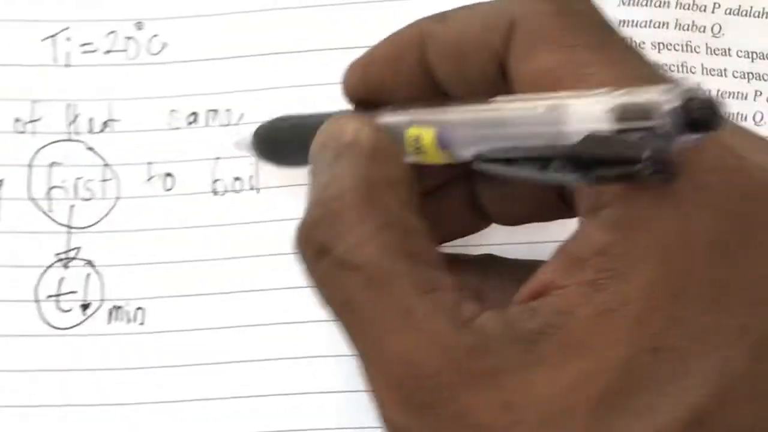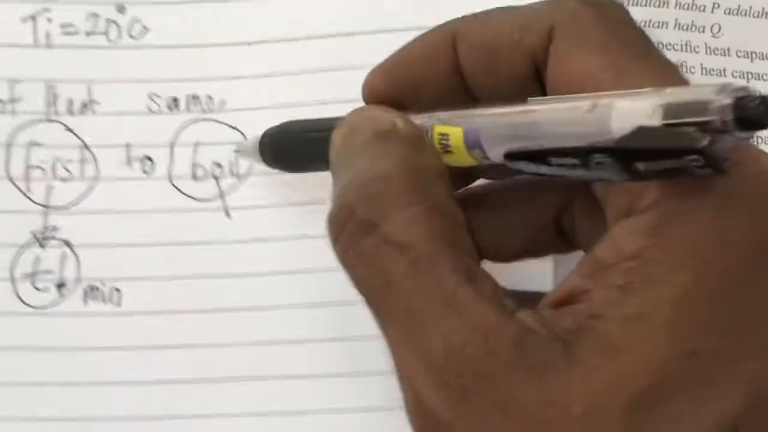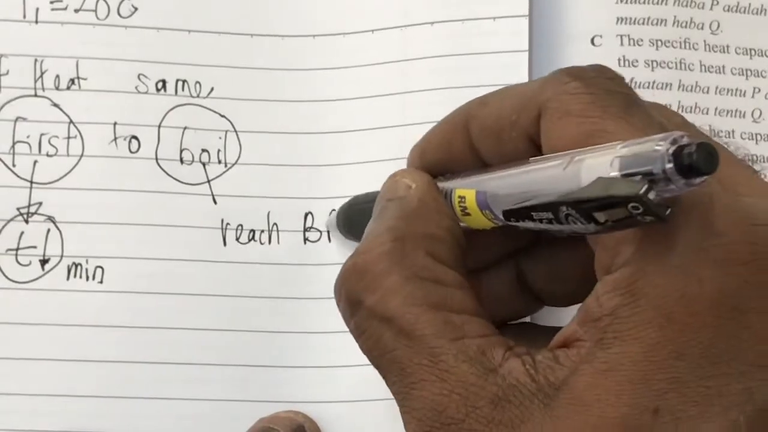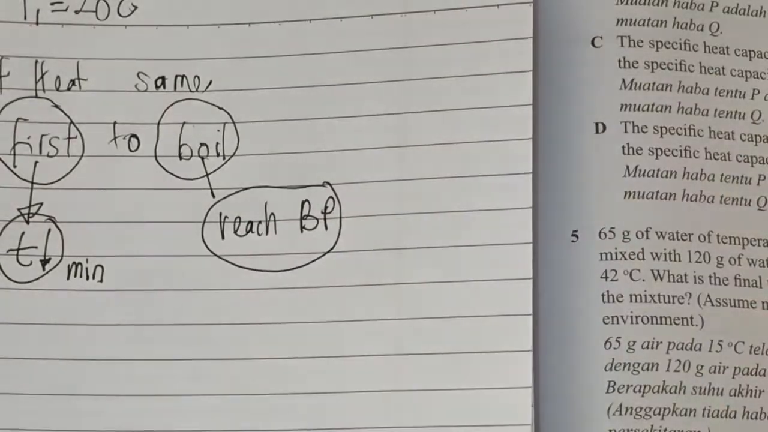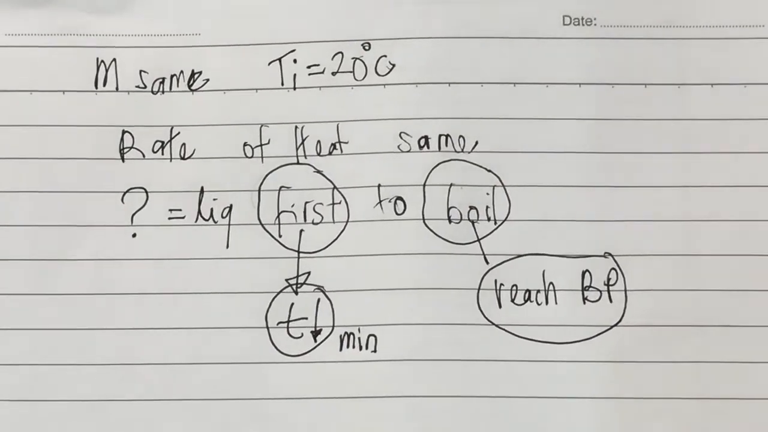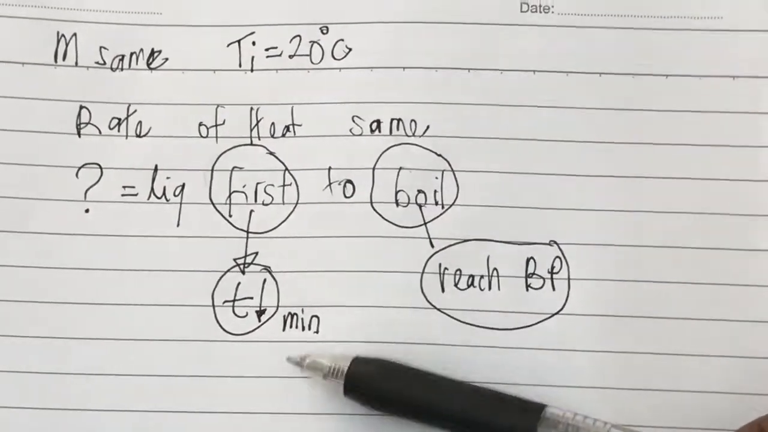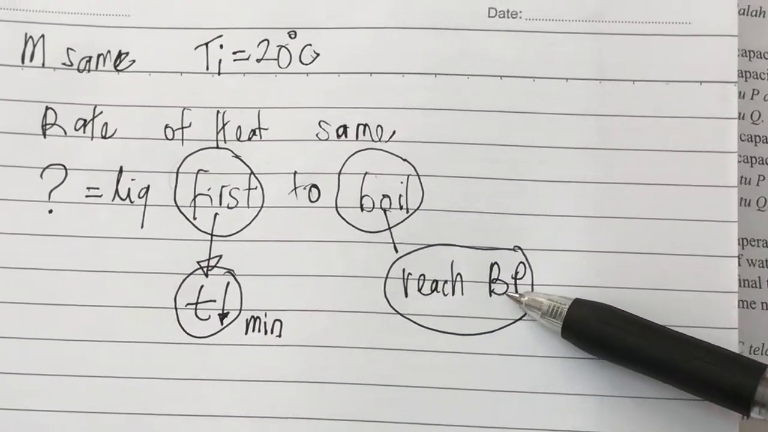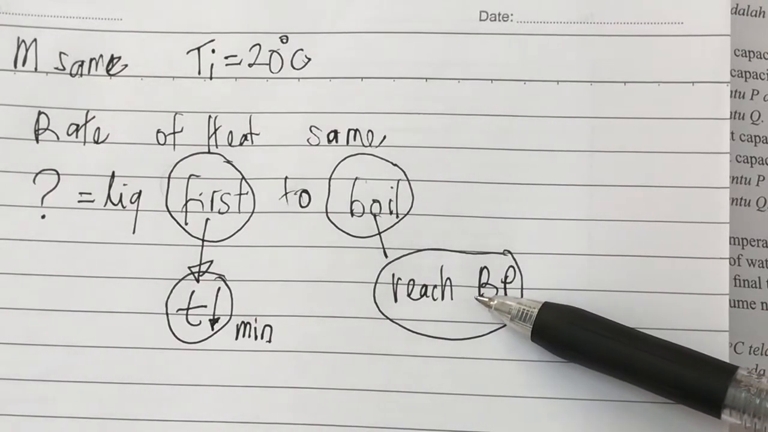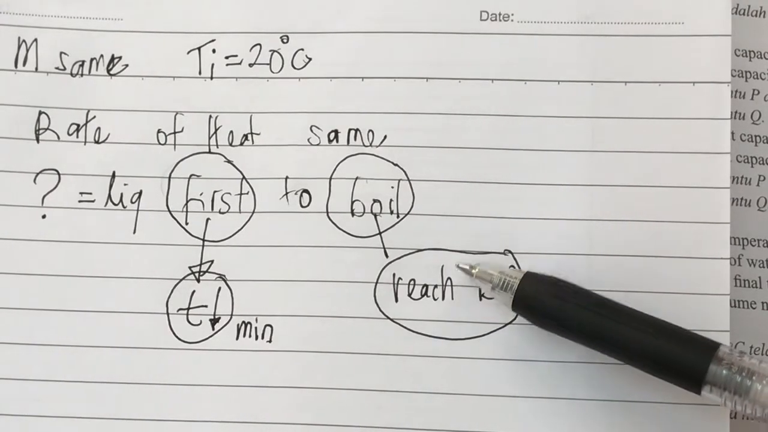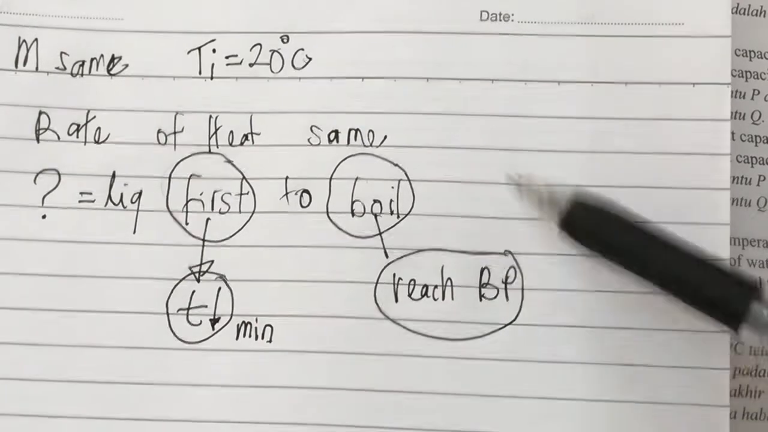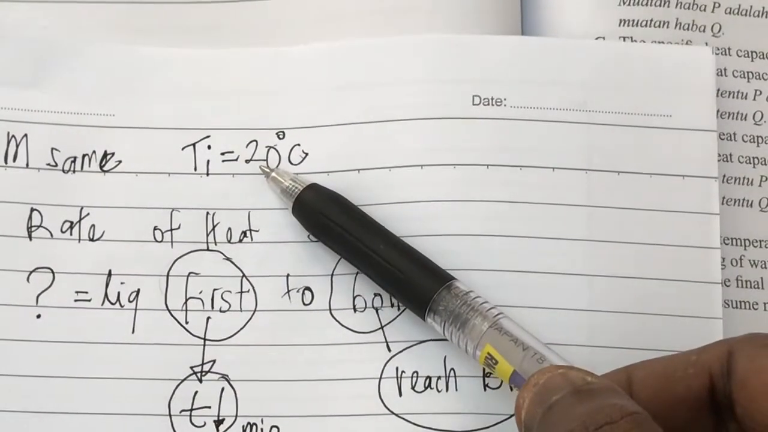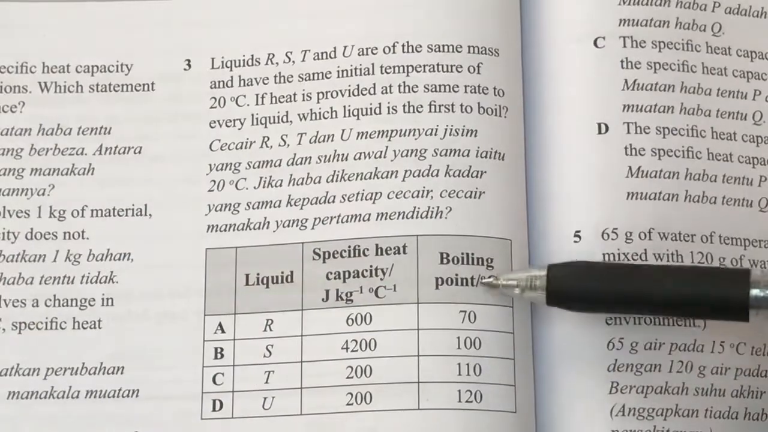And boil, from here, means the liquid must reach its boiling point. Then only it will boil. So first here means which one takes the minimum time, and boil means which one reaches the boiling point. So basically the question is asking, of all the 4 liquids, which one will reach the boiling point in the minimum time? And the initial temperature was 20.